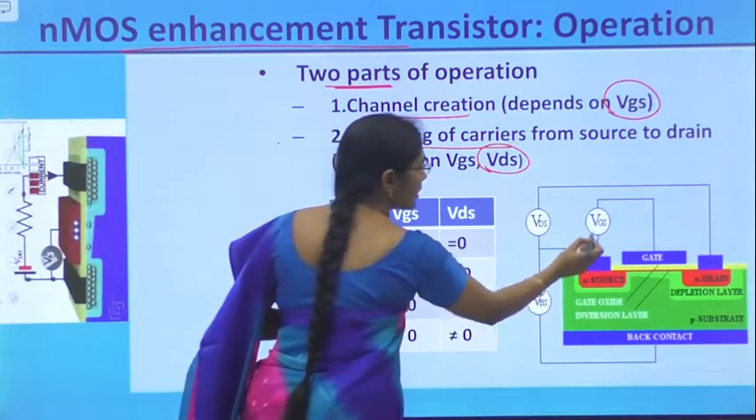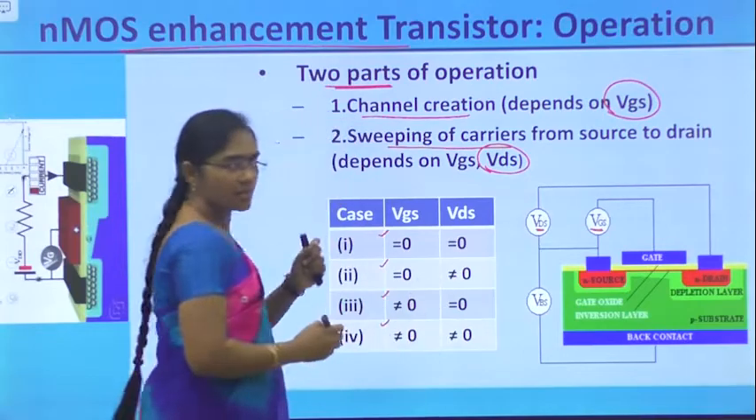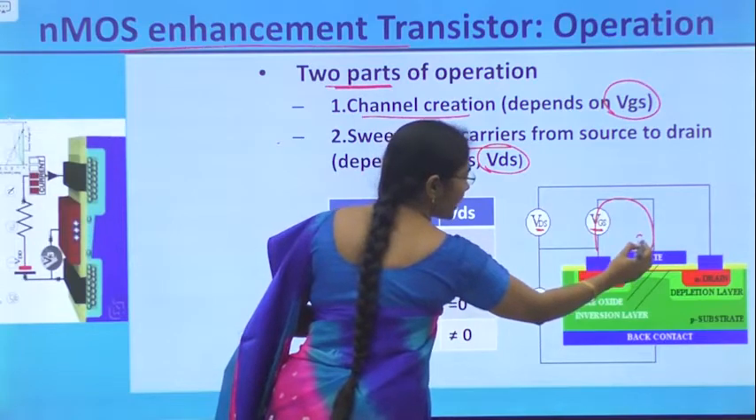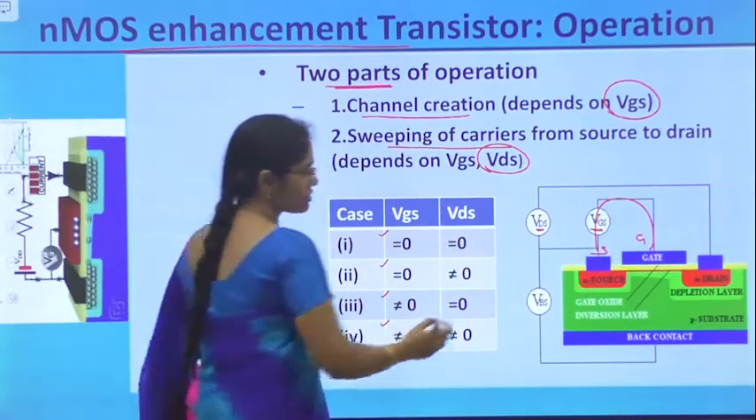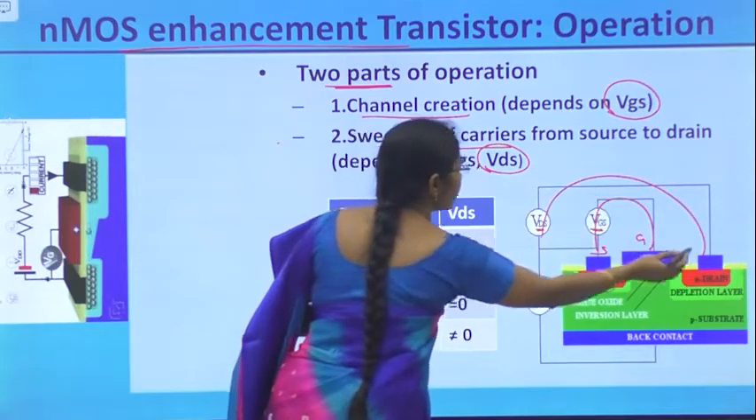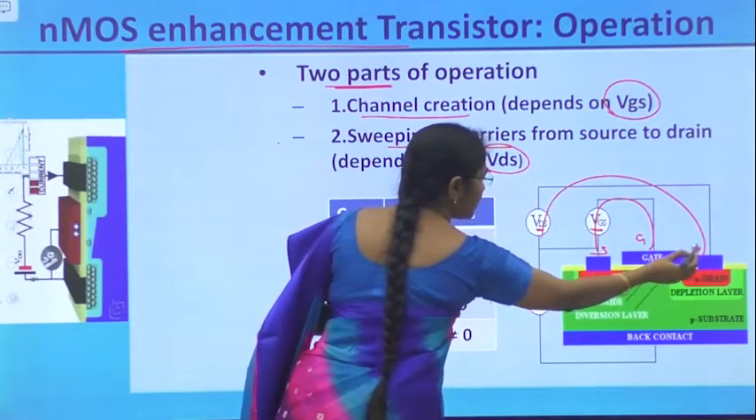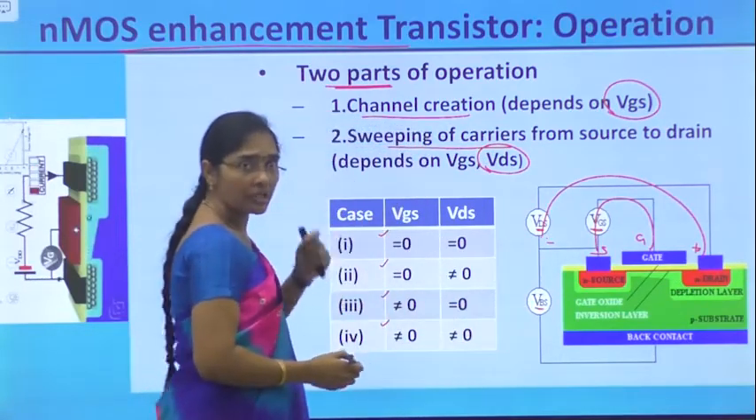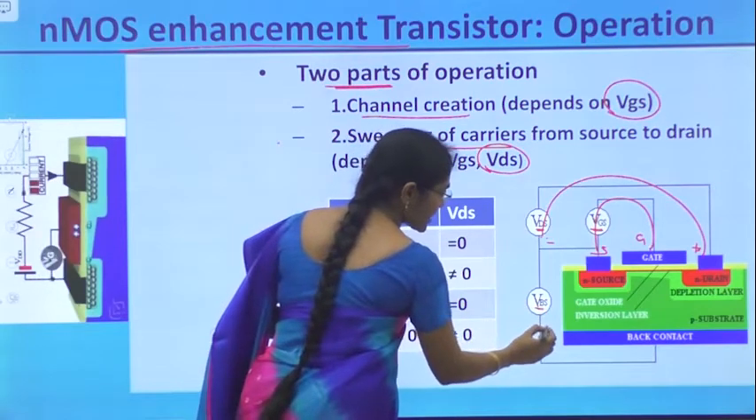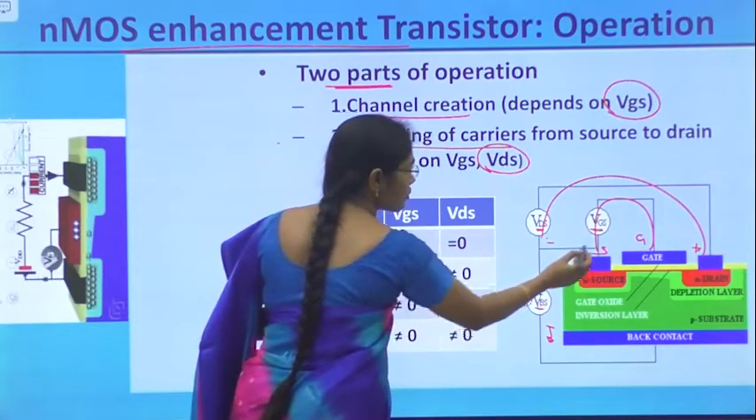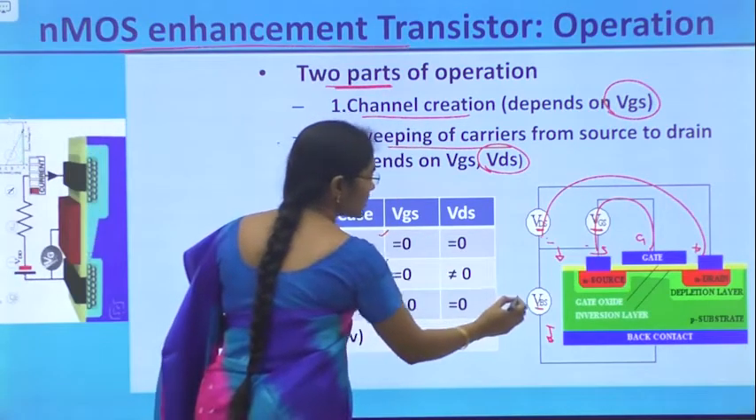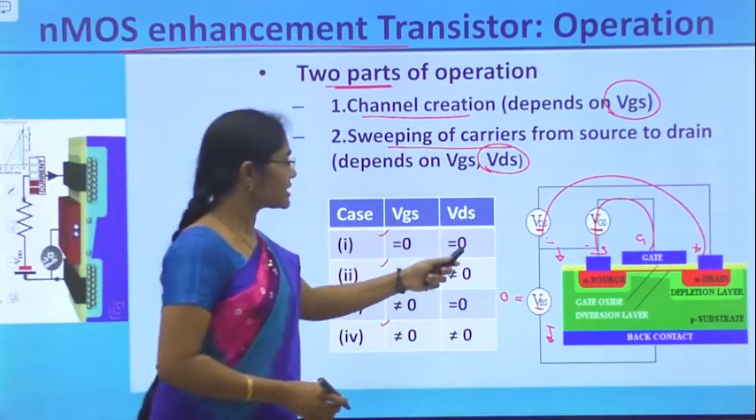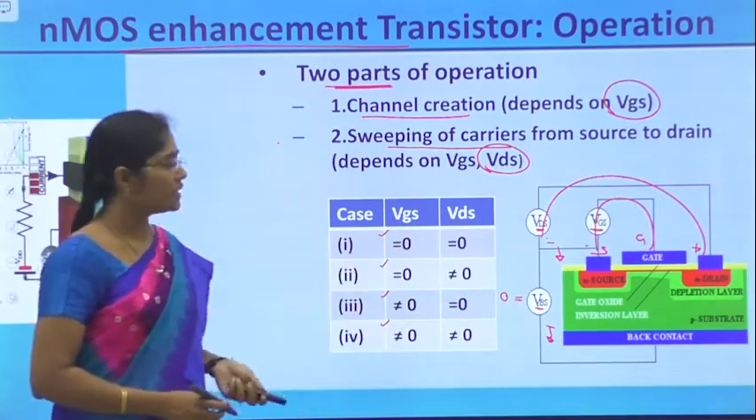In this figure, the VGS and VDS potentials are represented. VGS is the potential applied between the gate and source. VDS is the potential applied at the drain terminal with respect to the source terminal. And VBS, bulk to source, is also represented. Already we said the bulk is connected to ground always, and the source is also initially connected to the ground. So, VBS is always equal to 0, and VGS and VDS take different values. We will see the operation part.